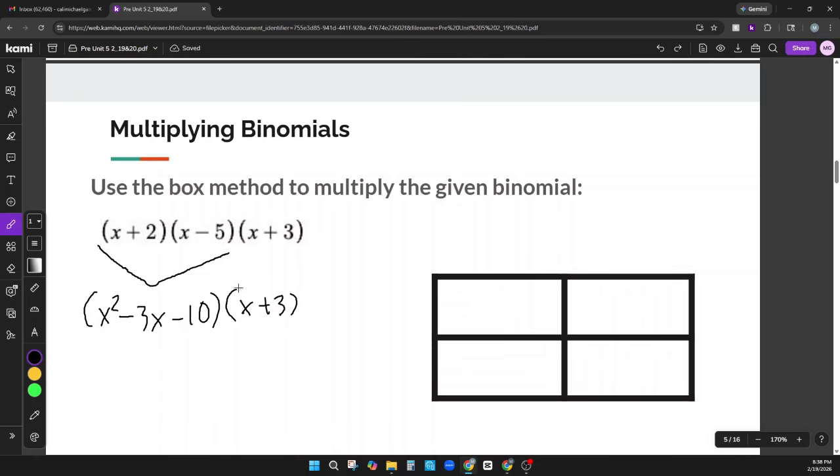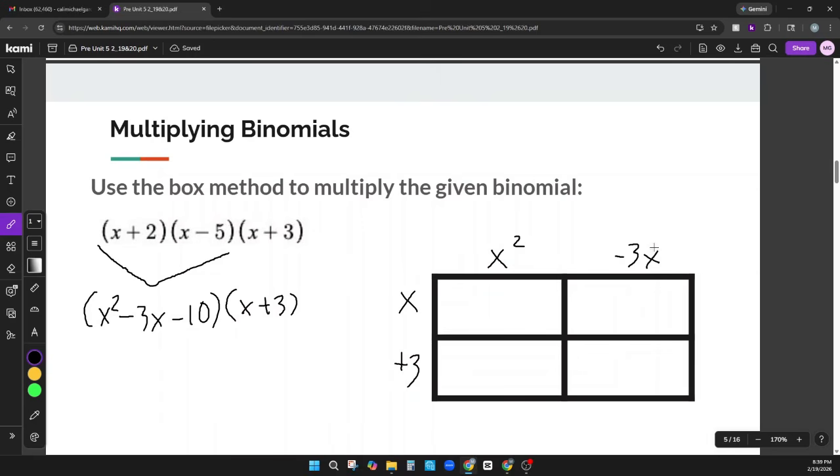That being said, I'm still multiplying parentheses, so I'm going to go back to my box method. I'm going to try and set this up. I'm going to go ahead and do x and plus 3. And I'm going to go ahead and start writing my other parentheses on top and see how far I get. So I'm going to write x squared and minus 3x. And lo and behold, I've run out of room. What can I do with that negative 10? I don't have room for that negative 10. I've run out of room. My box is too small. What do you think is going to happen to my negative 10?